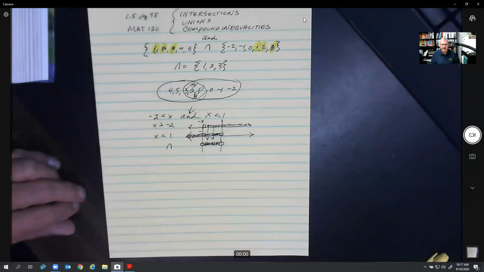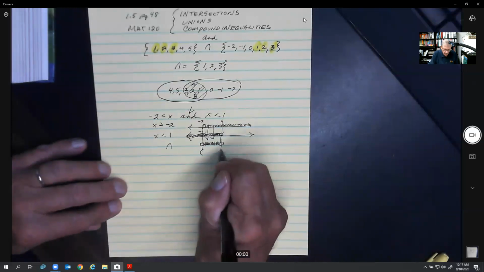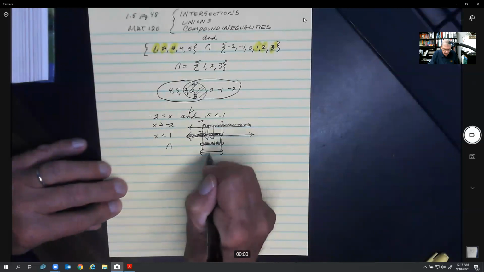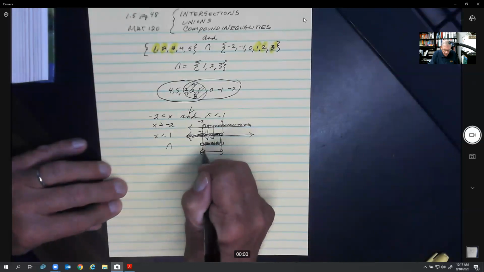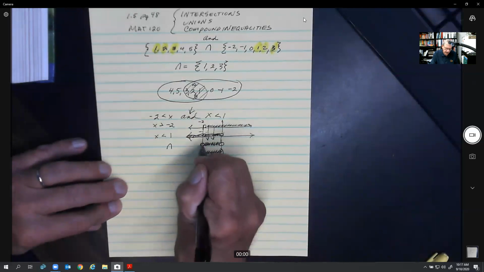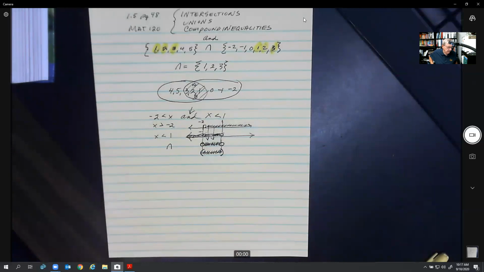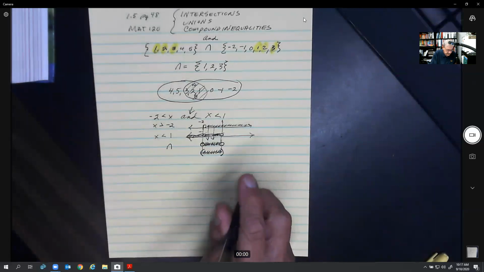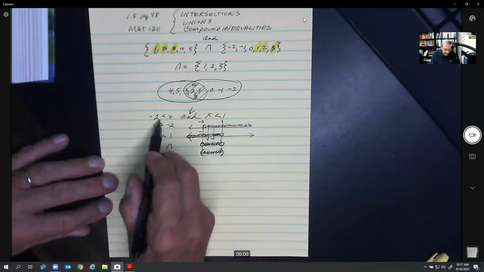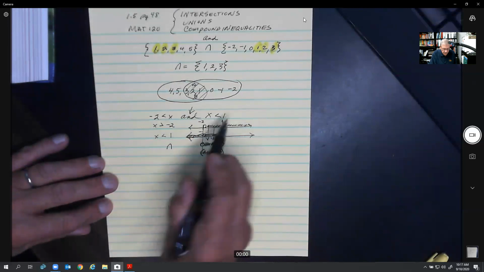I just draw it like that. And we could also have done it using interval notation, with the parentheses type thing, like that. I think most of us are used to this notation, and that's fine. It really doesn't matter. So that would be the intersection of these two sets. It would be negative 2 is less than x and x is less than 1.